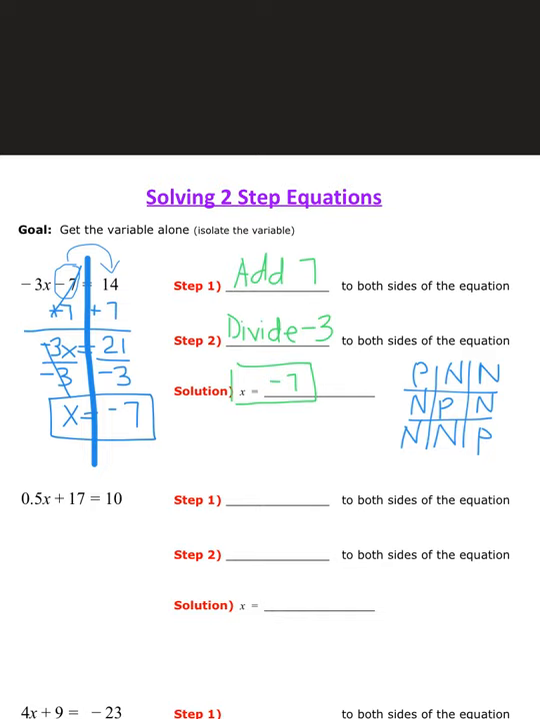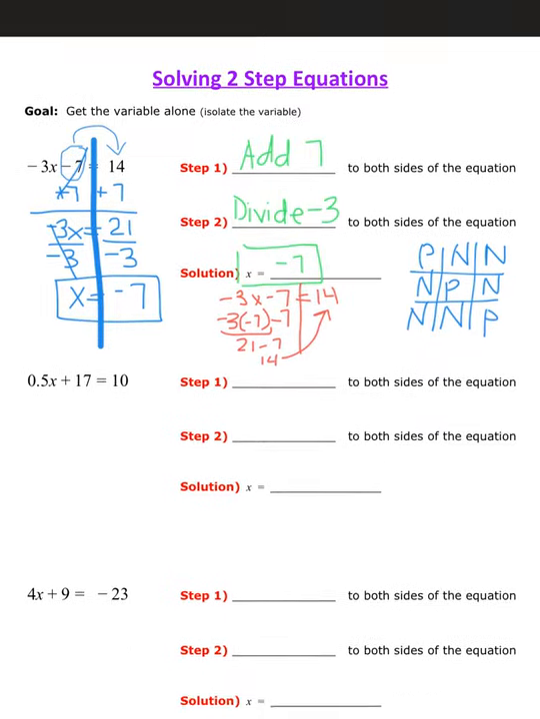If you want to check your answer, you would take the original equation and whatever value you got for the variable x, you would substitute that in. So negative 3 times negative 7 minus 7, work out this side. So that would be 21 minus 7, which equals 14. And 14 does equal 14, so that means that answer is correct.